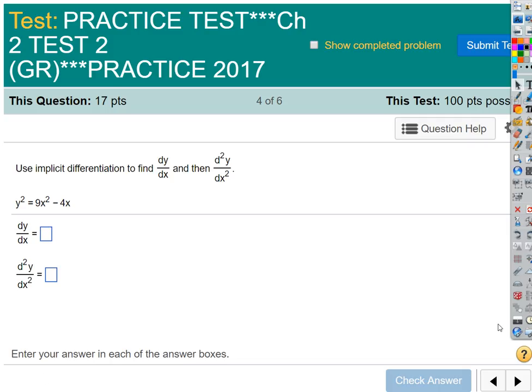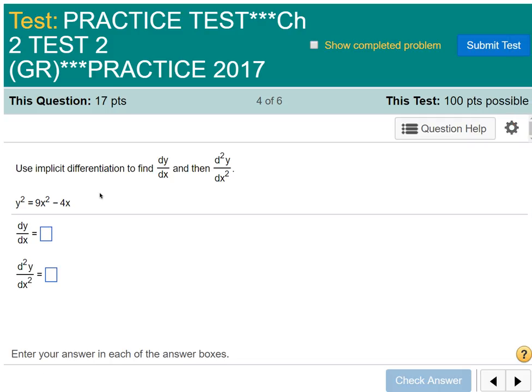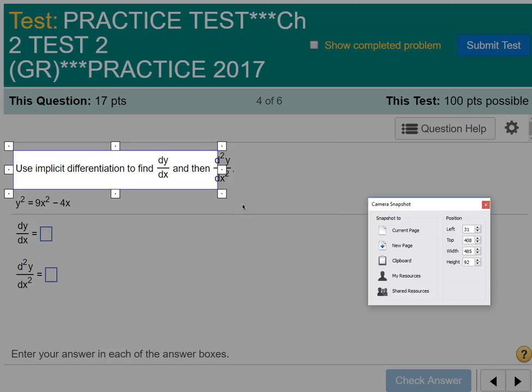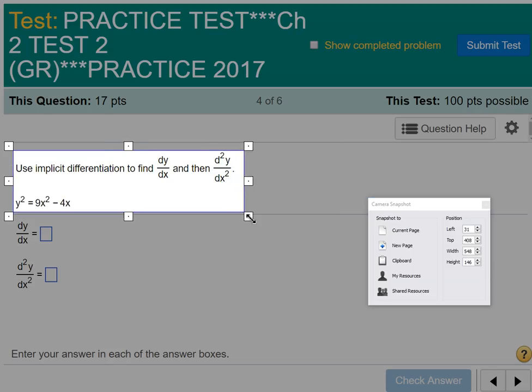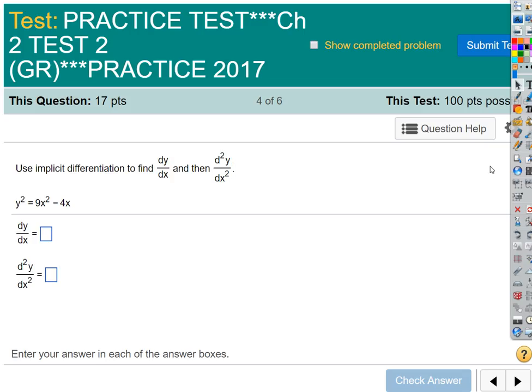Okay, so what about something like this? Now they're asking us, we've got this problem where we're not going to bother trying to solve for y because the y is being squared. We just want to find the first and second derivatives implicitly.